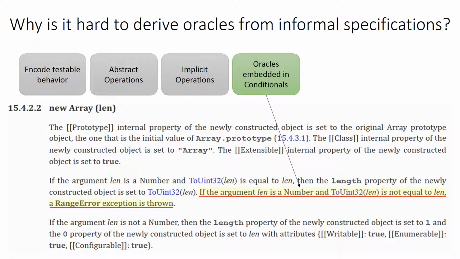The fourth challenge is to actually identify the oracles that are often embedded in the conditional statements and to be able to extract the condition and the oracles. For example, in this case, the oracle describes a range error should be thrown when the length, which is the argument of the array constructor, is a number and ToUint32 of length is not equal to length. So if the argument length is not an unsigned 32-bit integer, a range error should be thrown. So we need to be able to identify such conditions and oracles.